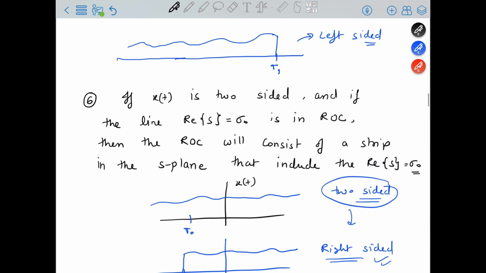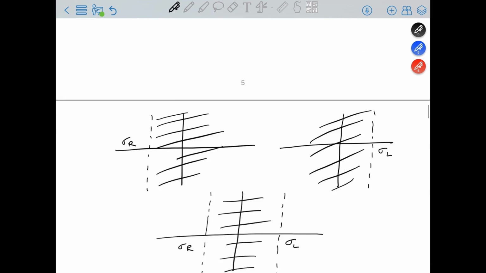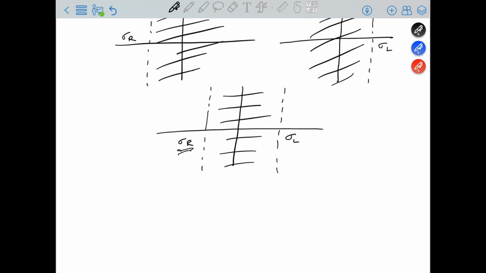By definition, what we are saying is that if x(t) is two-sided and if the line real part of S equals sigma naught is in ROC, then the ROC will consist of a strip in the S plane that includes the real part of S equals sigma naught. So we have this strip between sigma r and sigma L, and it will contain the value sigma naught. So this is the way to understand the two-sided signal.